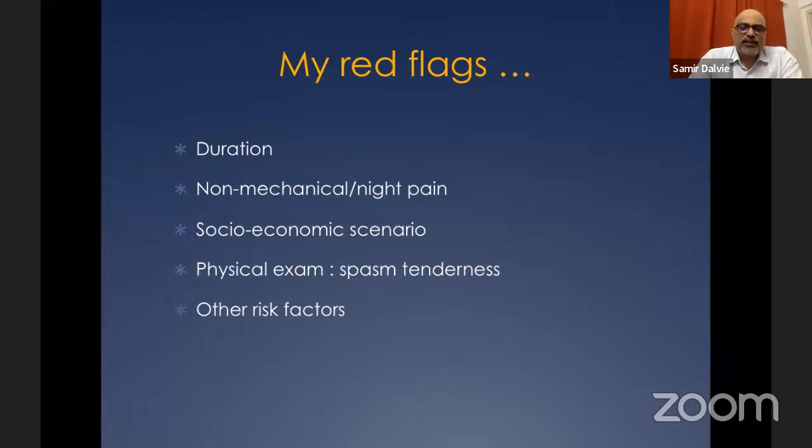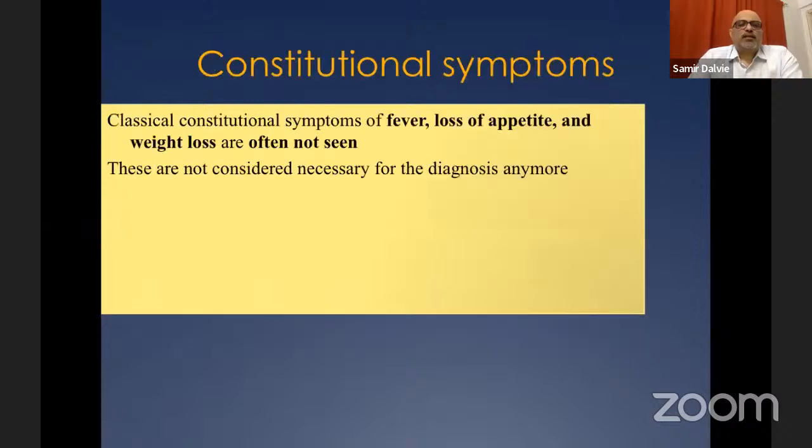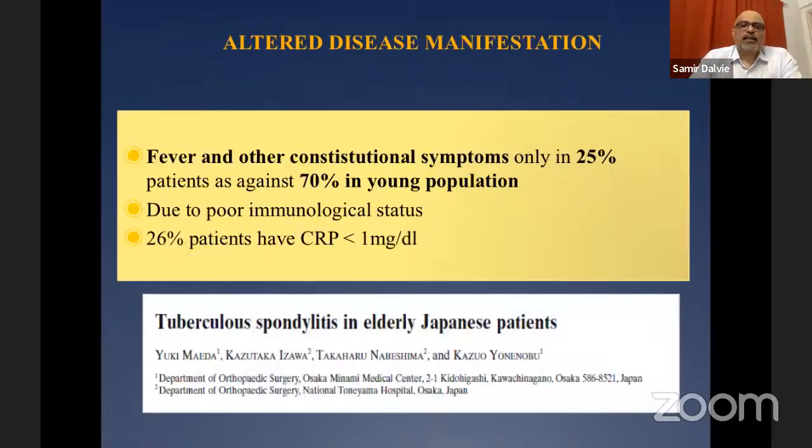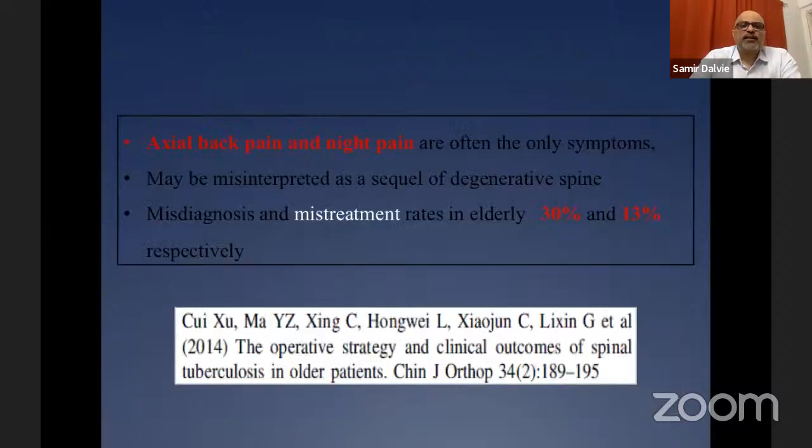On physical examination, if they have spasm and tenderness, yes, and if they have other risk factors as well, whether they have diabetes, immunocompromise, etc. So constitutional symptoms, fever, loss of appetite, and weight loss are often not seen. I mean, in today's era, we are seeing even very wealthy and high-class patients getting TB spine, and they don't have these sort of symptoms. So it's not necessary. Yes, 30% have them, but not all. In the elderly, again, there is a problem because in the elderly, the constitutional symptoms are even less, and it's very difficult to diagnose TB spine in the elderly.